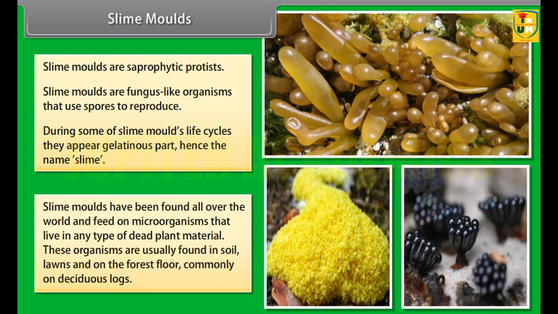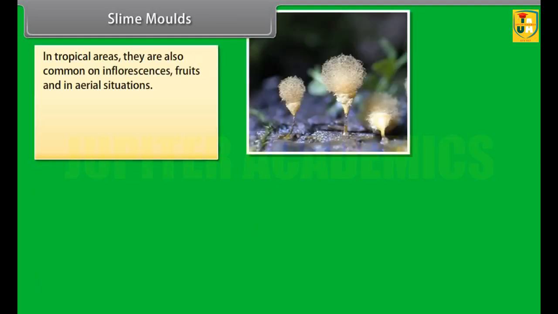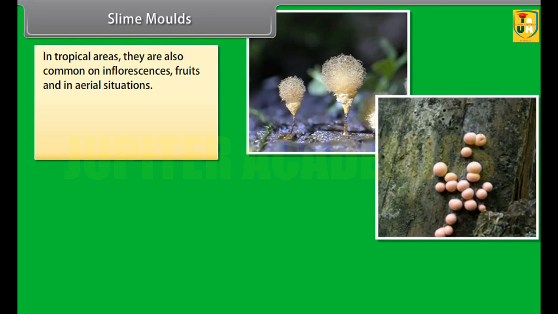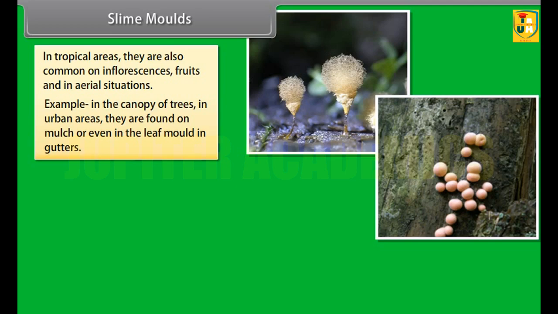Slime molds have been found all over the world and feed on microorganisms that live in any type of dead plant material. These organisms are usually found in soil, lawns, and on the forest floor, commonly on deciduous logs. In tropical areas, they are also common on inflorescences, fruits, and in aerial situations, for example in the canopy of trees. In urban areas, they are found on mulch or even in the leaf mold in gutters.